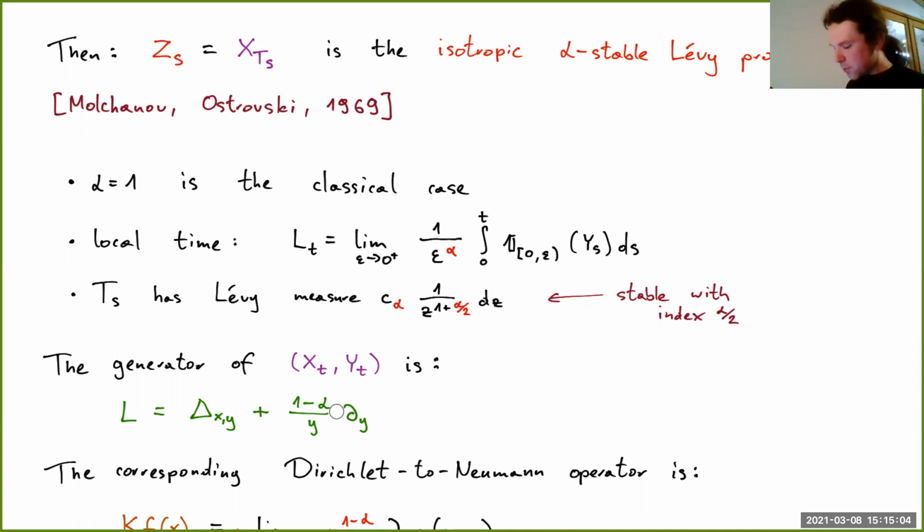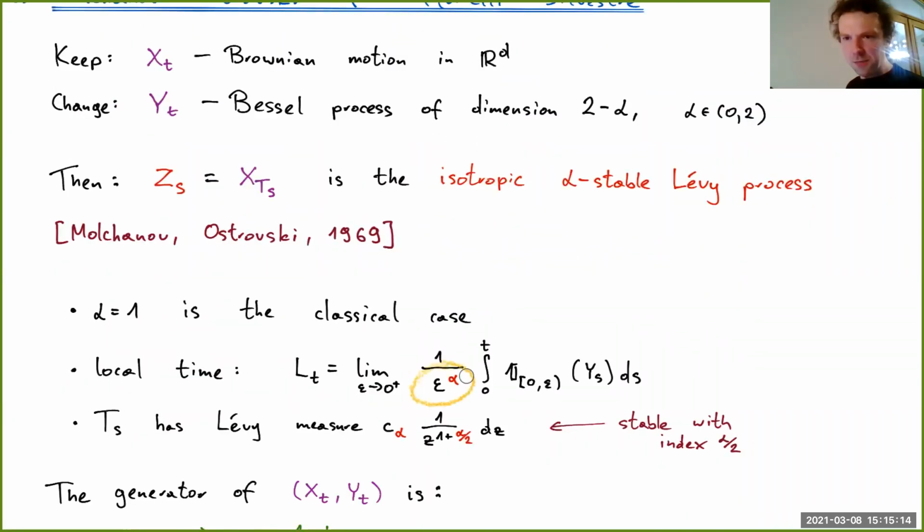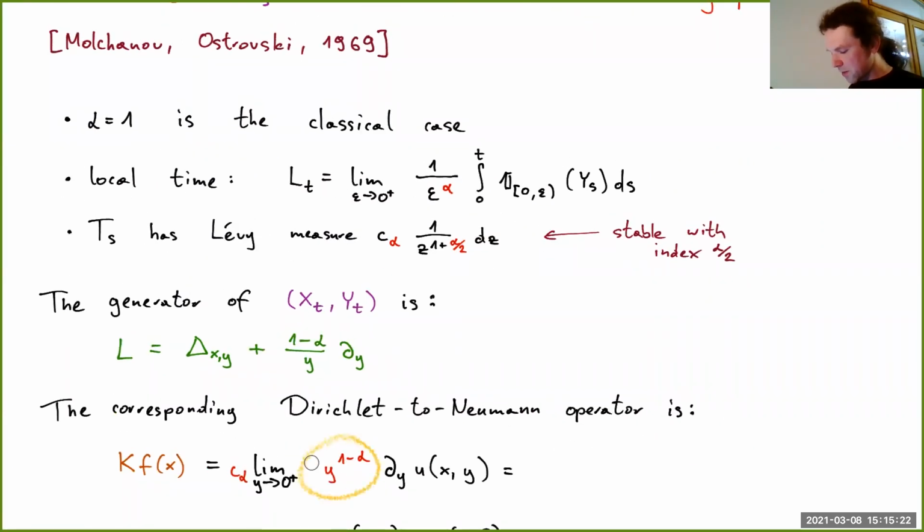And now if you would like to define the corresponding Dirichlet to Neumann operator, you run into trouble because you need appropriate normalization. So just as the local time above needed that exponent alpha, the same happens here. So in order to define the Dirichlet to Neumann operator appropriately, you need a normalization factor. So you no longer take just the boundary derivative of the solution, of the so-called L harmonic function, harmonic with respect to the operator L, but you need an extra factor here. So you multiply the derivative by y to the power 1 minus alpha and take a limit as y goes to 0. So if you put an appropriate normalization constant C alpha, then you will get the generator of the isotropic alpha stable Levy process, which is just a fractional Laplace operator.